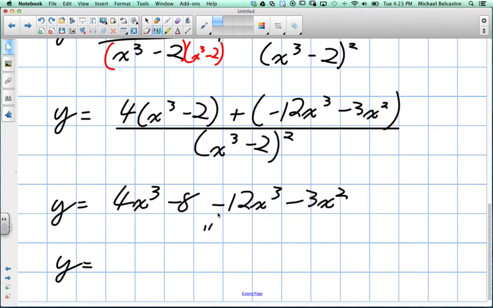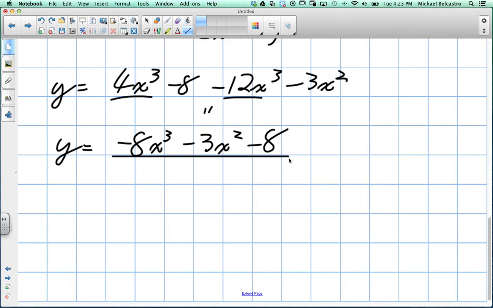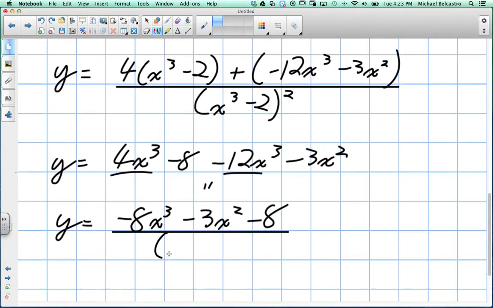y is equal to, this becomes negative 8x cubed. Does that make sense, those like terms? Okay, minus 3x squared minus 8, which is, I think, exactly what we got before. And on the bottom, we didn't change anything. We're going to leave it in that form, okay? (x cubed minus 2) squared.